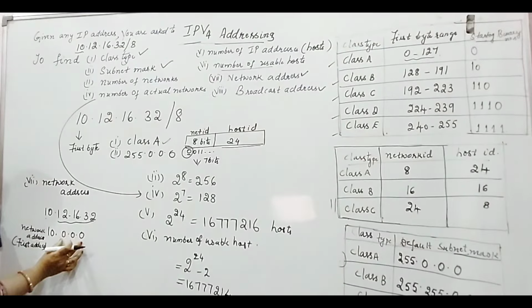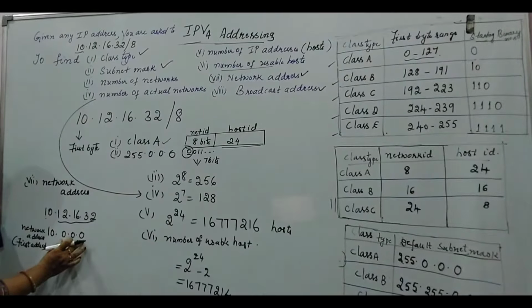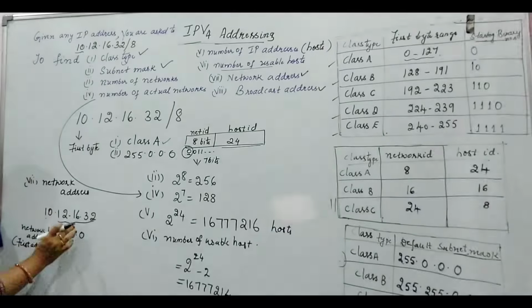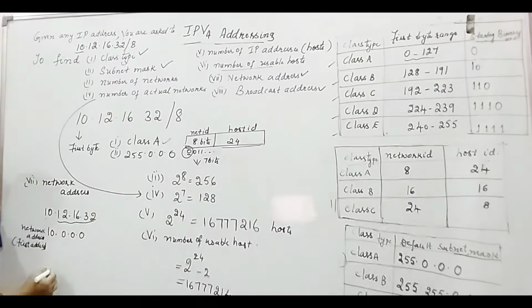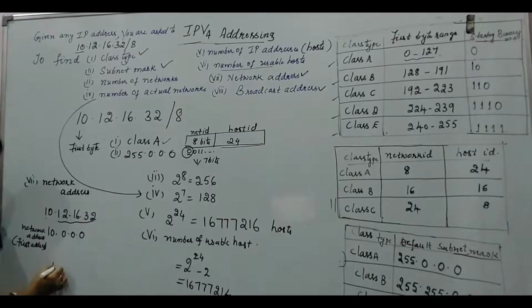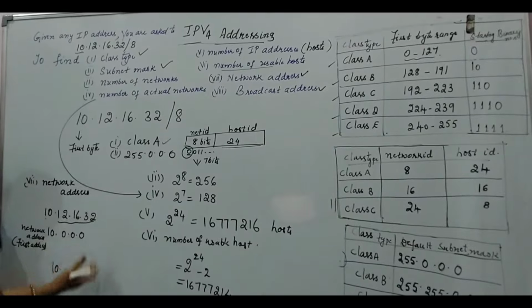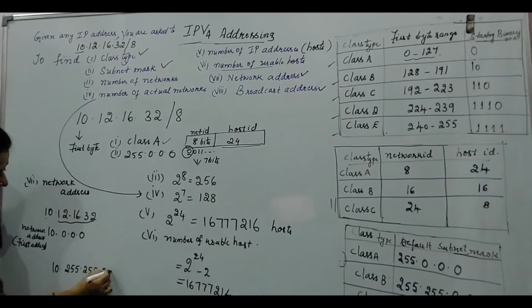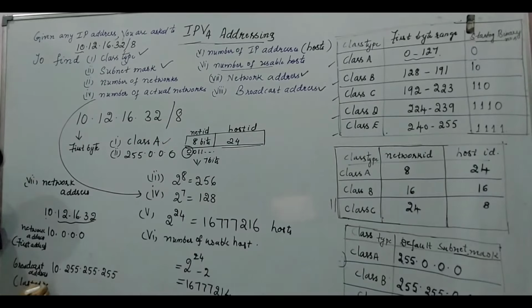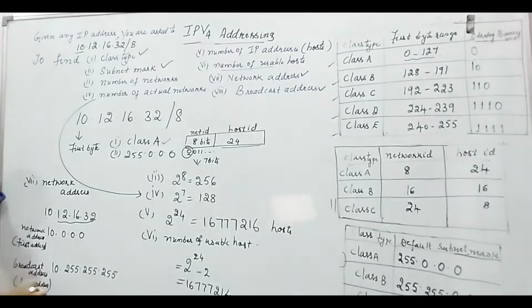See, in the network address you are writing all the host bits as zeros, and in the broadcast address you will write all the host bits as ones. When you write all these 24 bits as ones, the equivalent decimal value will be 255. So your broadcast address will be, and broadcast address is also what? The last address in the network. So your broadcast address will be what?